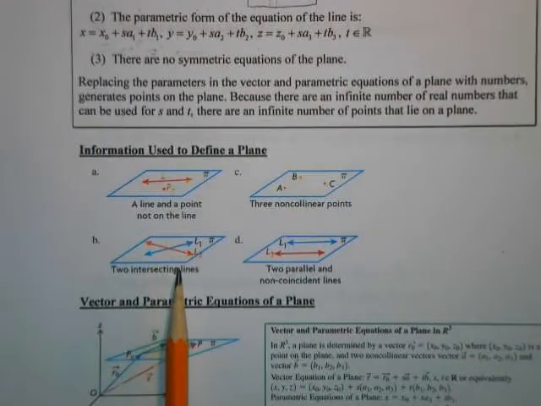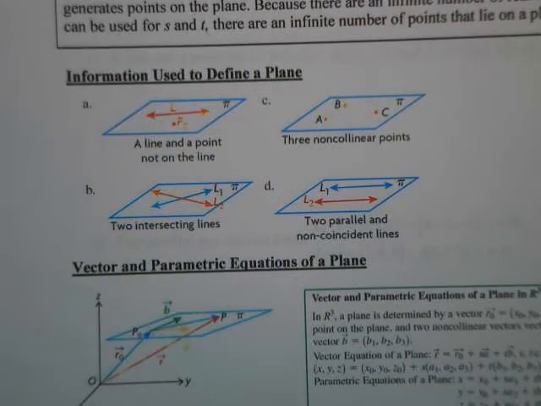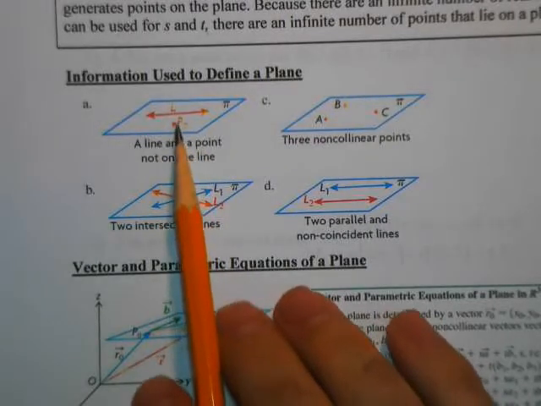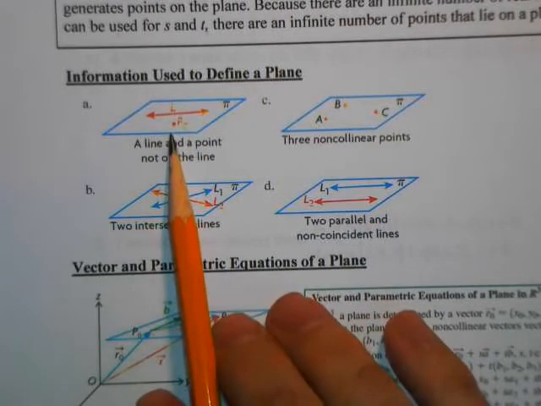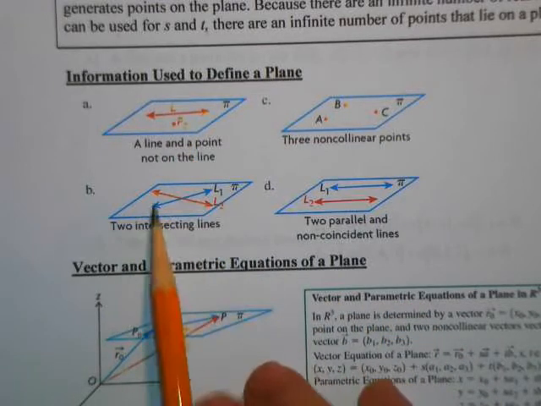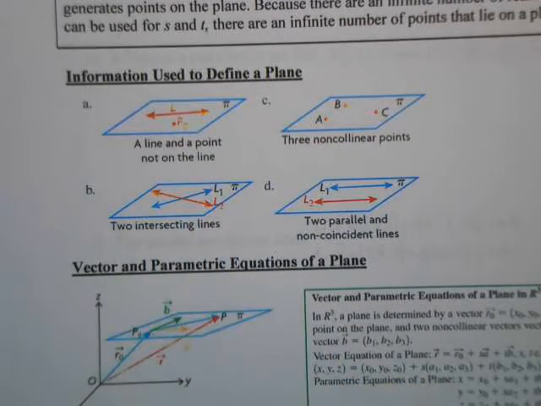Okay, these are the different cases. Let me zoom in a bit. These are the different cases of, given a certain amount of information, how could we define a plane? And we're going to be doing all four of these. So you could be given a line that's on the plane and a point that's not on the line, and that's enough to define a unique plane. Second case, you have two lines that intersect. That will be enough to define the plane that both of those lines are on.